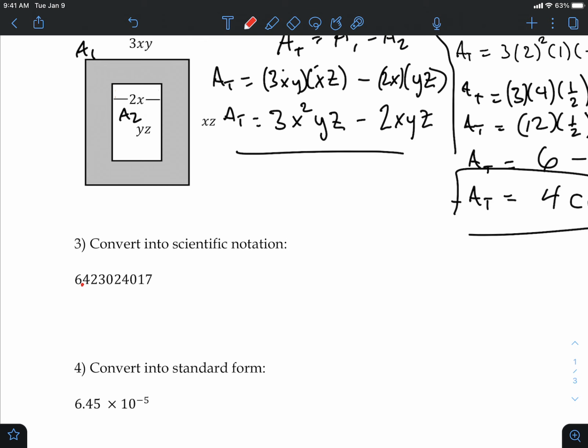Well, I have to go 1, 2, 3, 4, 5, 6, 7, 8, 9. That's how I get from where I want to be to where I'm currently at now. And that avoids putting the wrong sign on it. Okay, your check should be, so this should be 6.423024017 times 10 to the 9.